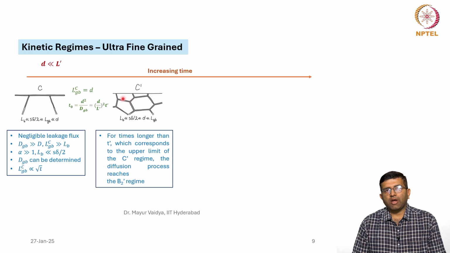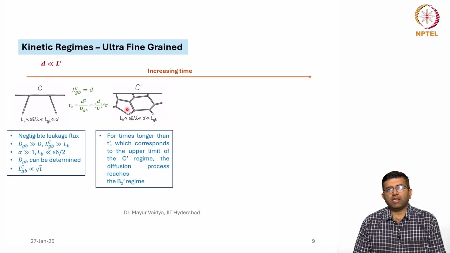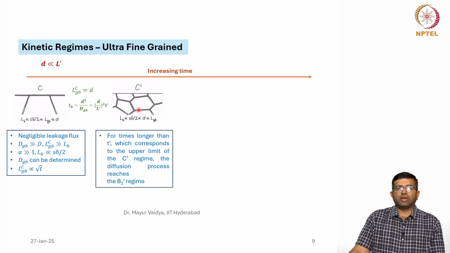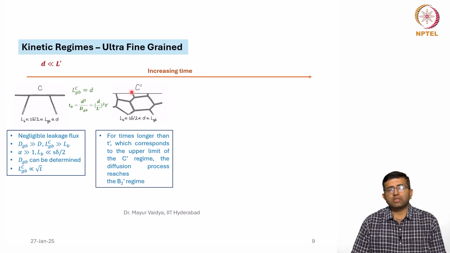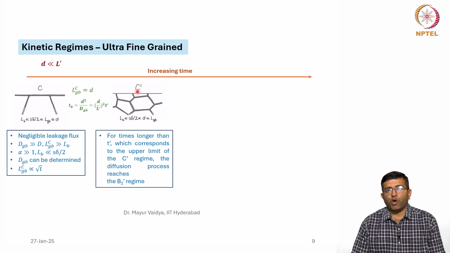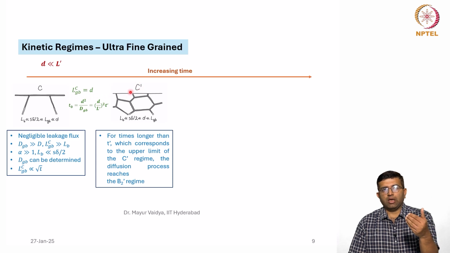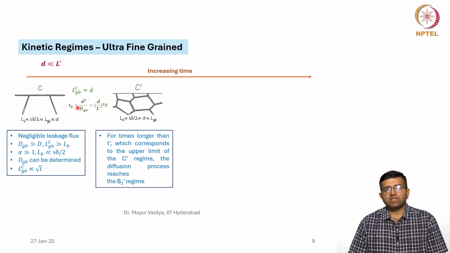So, the finer, very fine grain size, again here the tracer penetration is much larger than the grain size. But the bulk diffusivity is still small. Therefore, you see this is written as C dash instead of a B regime kicking in. So, this gives us the transition time (d by L dash) whole square into T dash.